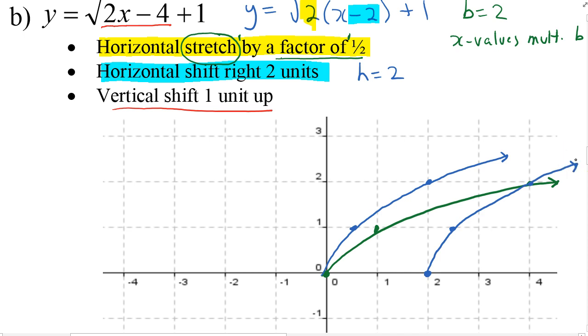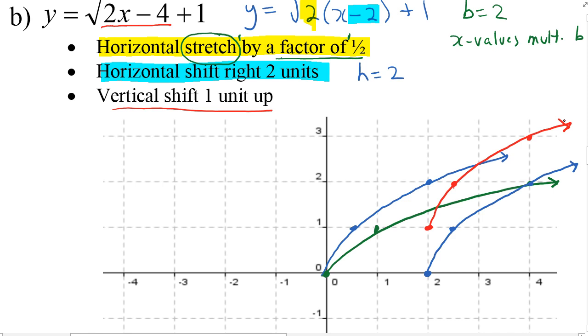Now my last one is a vertical shift of 1 unit up. So 1 unit up means I need to go up 1 up to here. So this one is what I'll use red for. This one goes up 1. This one goes up 1. And here we have the graph. And that is our final one.